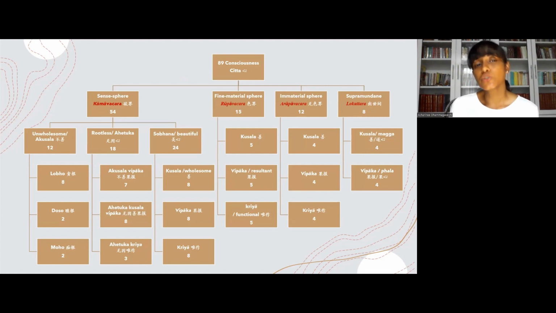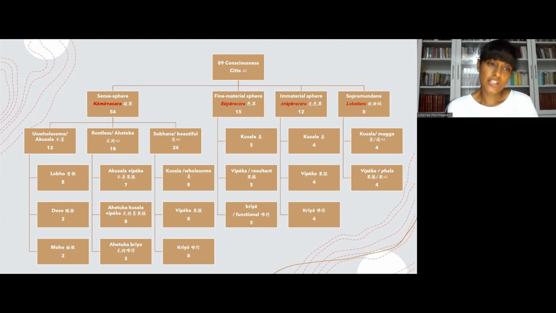They're divided into 4 broad categories based on the bhumi, or the planes of existence. So the first is the Kamavachara bhumi, or the sense sphere plane, where there are 54 chittas under this category. The next is the Rupavachara, fine material sphere. There are 15 chittas here. The third category is the Arupavachara, immaterial sphere, and there are 12 chittas. And finally, we have the Lokuttara, or the supramundane chittas, and there are 18 in total.